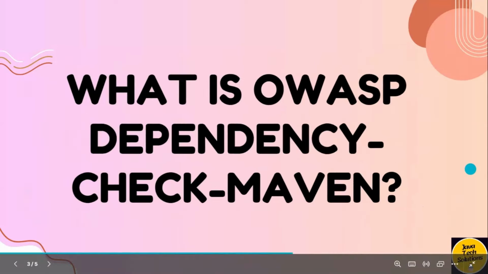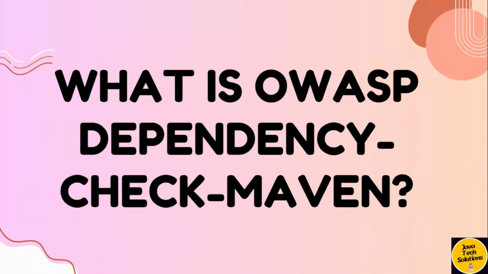Next, we'll talk about what dependency check Maven is. It is a plugin that can be used with Maven to scan the application dependencies against the National Vulnerability Database that they maintain, called the NVD. That is provided to check for known vulnerabilities in our application. So the term is NVD, the National Vulnerability Database. This plugin also generates a report.